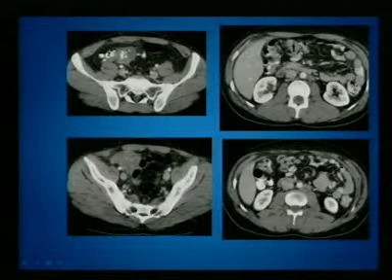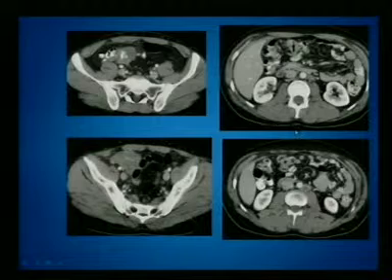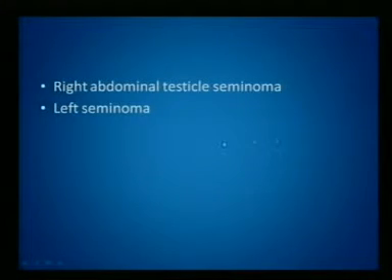After treatment, the mass is shrinking in size and the nodes have almost disappeared. But the patient refused to have an orchidectomy on the left side. This patient had bilateral seminoma, one in an undescended testis on the right side and one on the left side.